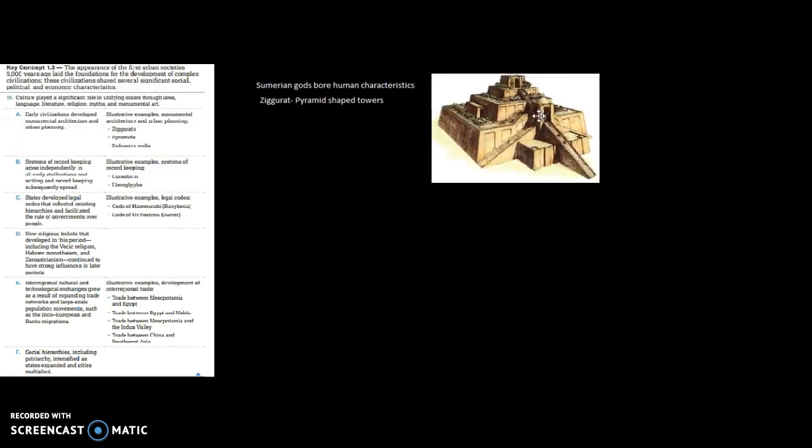So they built ziggurats. They were pyramid-shaped towers. Let me find a helpful picture. Okay, right here. This is what a ziggurat looked like.